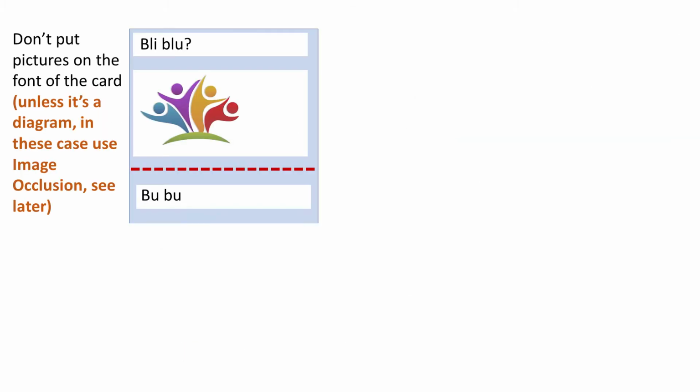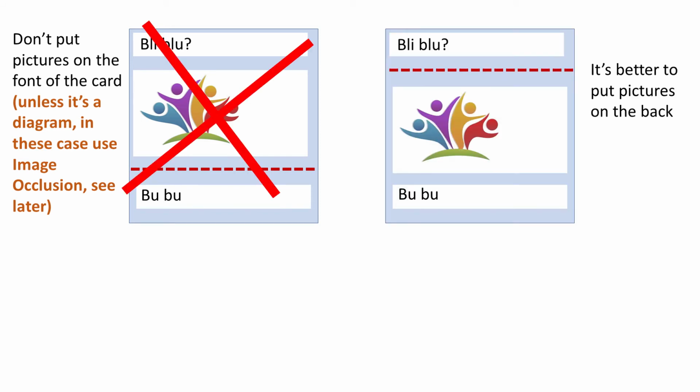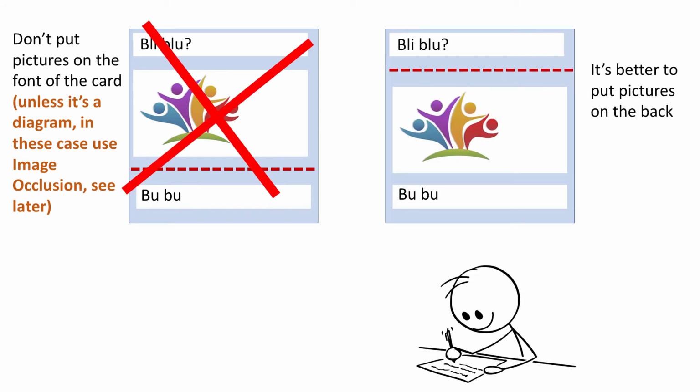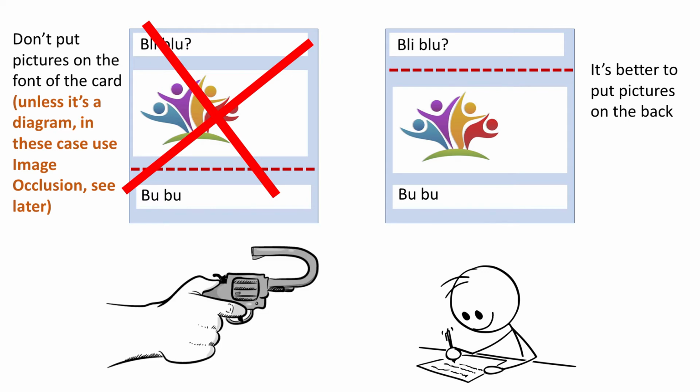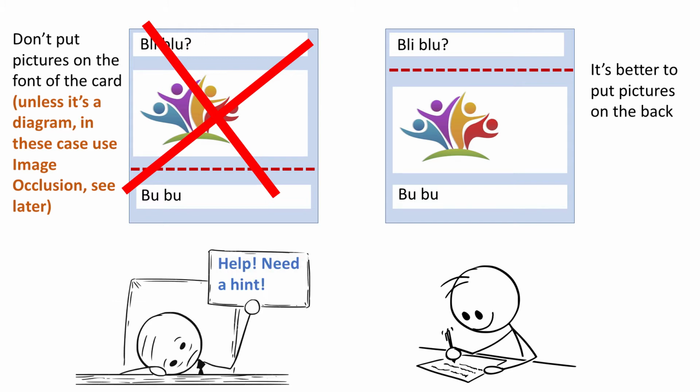Regarding pictures, don't put pictures on the front of the card, but on the back of the card. Pictures aid memorization, so it's really good to have them on the card, but that can backfire on you. The mere presence of a picture on the front of the card may trigger memory and help with the answer, which means if the picture is absent, say under exam conditions, you may not remember the information.